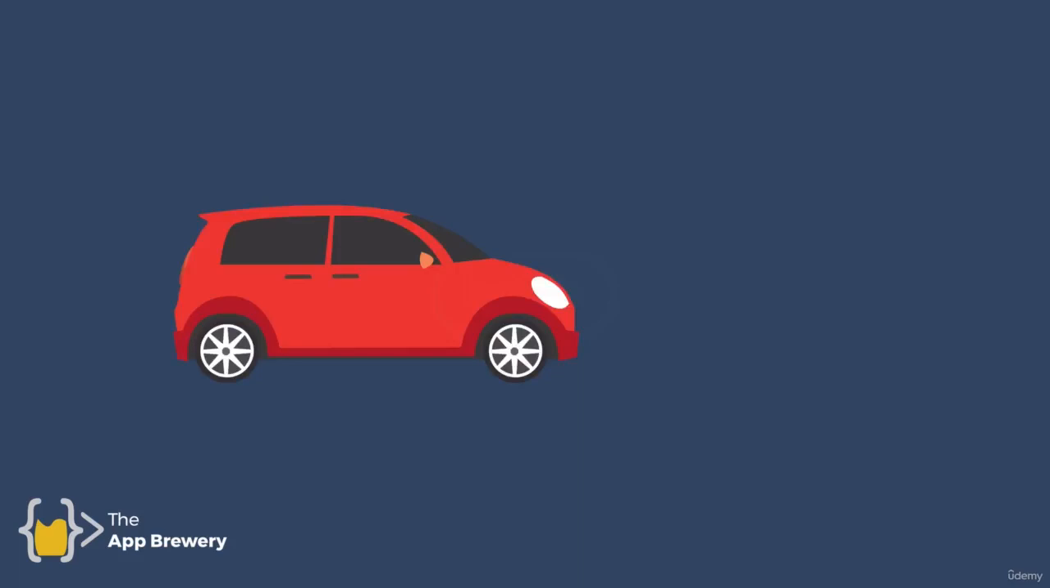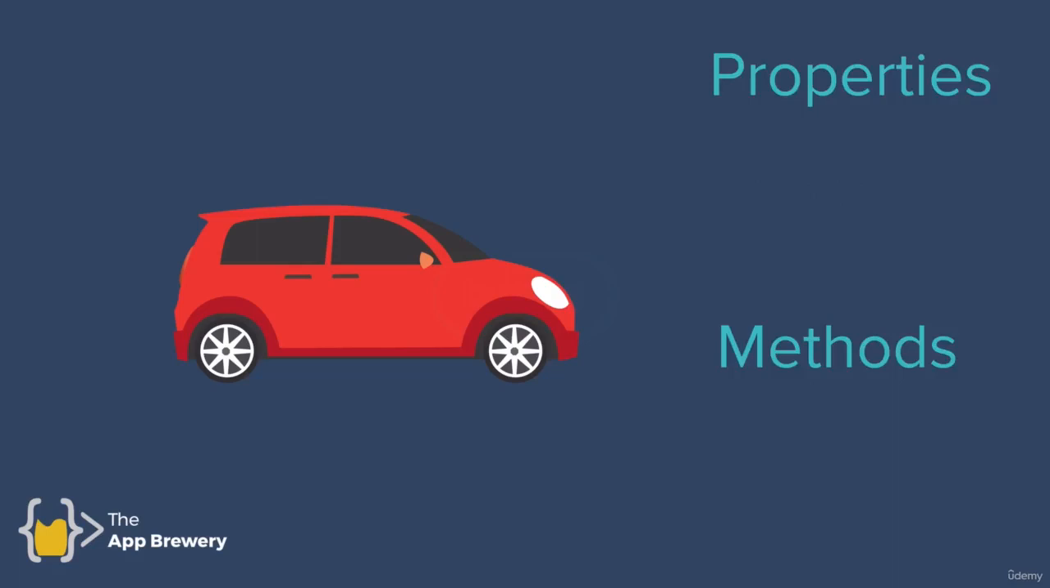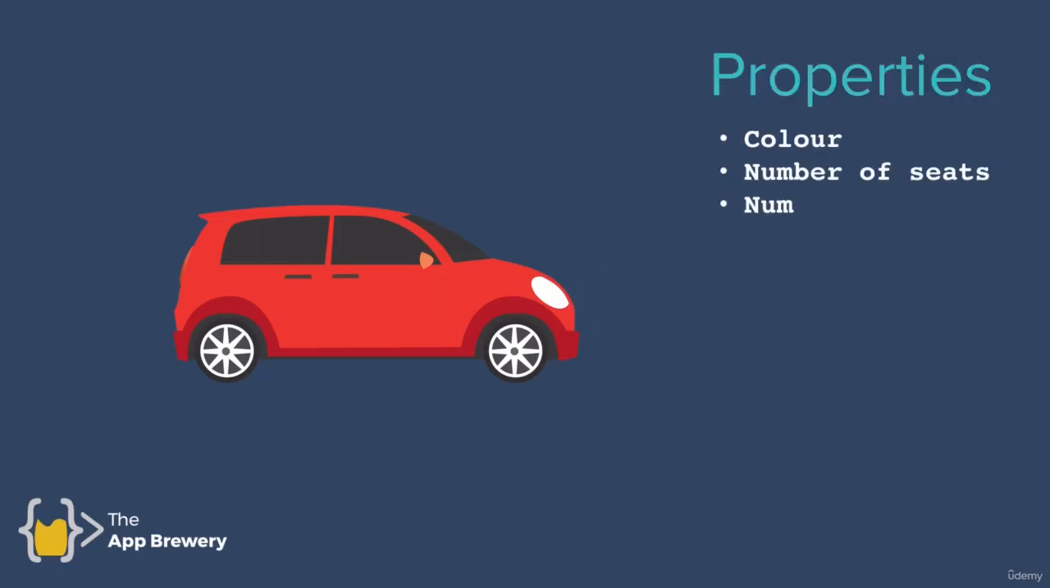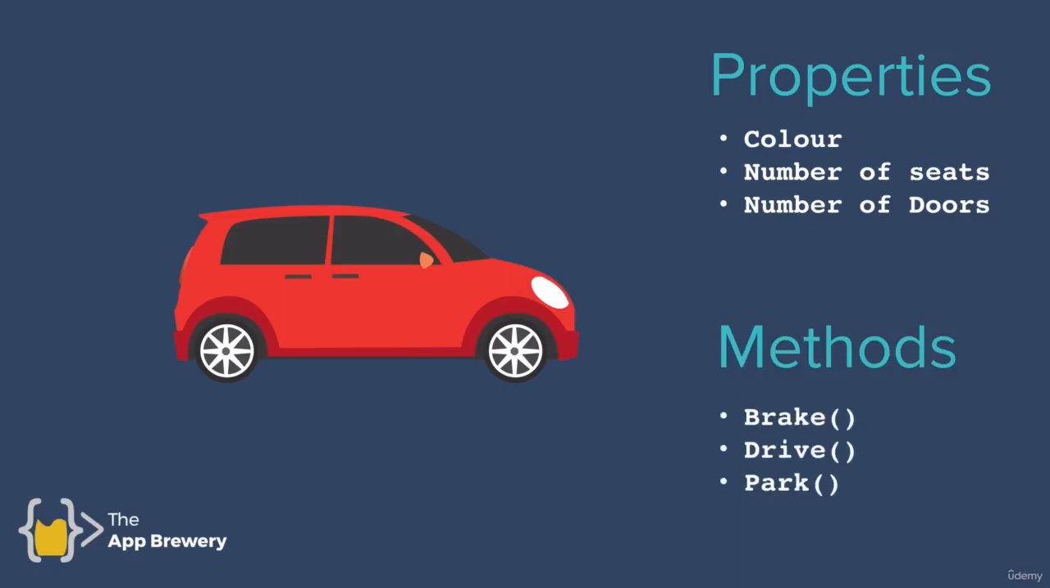So for example, let's say that our object isn't an HTML button, but instead it's a car object. Well, the car object also has properties and methods. The car object might have properties such as the color of the car, the number of seats, the number of doors. So these are things that describe something about the object.